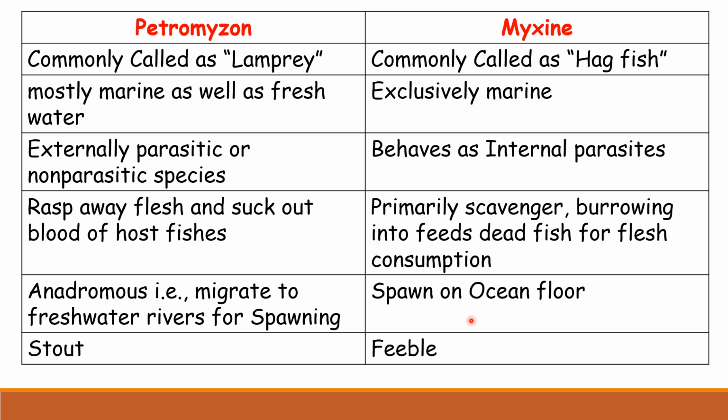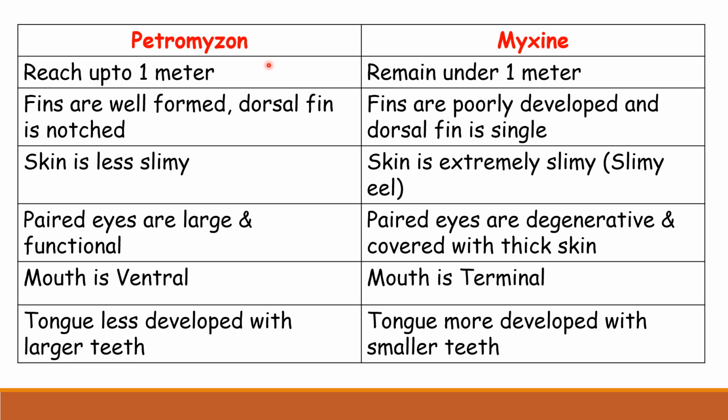On the other hand, the myxin or hagfishes are not going to exhibit this type of migration. The adult, matured ones simply spawn on the ocean floor. Coming to their body structure, the lampreys are a little bit stouter compared with the hagfishes, which are feeble in shape and structure. Coming to their size, the lampreys can grow to 1 meter or more. On the other hand, the hagfishes remain under 1 meter.